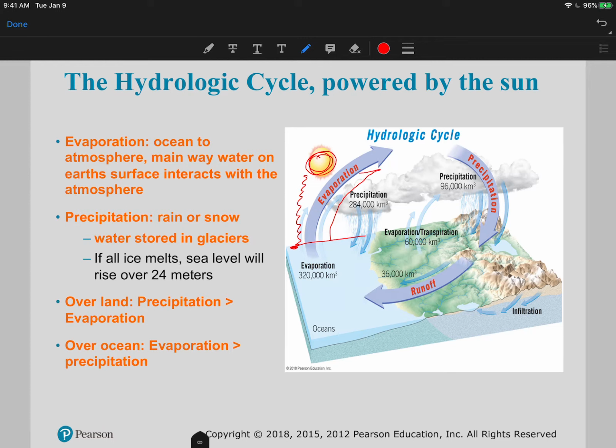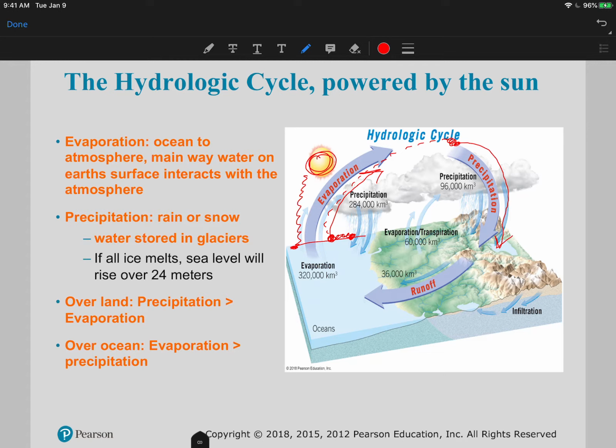So you can say that the sun kicks off the cyclic motion of water around the globe. It starts it off by evaporation. The water is heated on the surface of the ocean. It rises, and as it rises, it's going to cool down. And as it cools down, it's going to fall back down as rain, or precipitation.